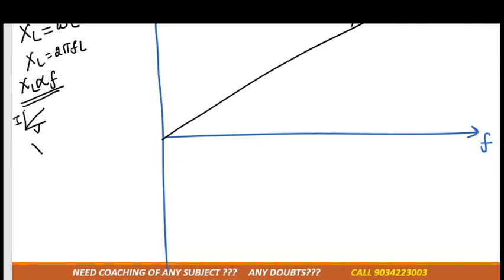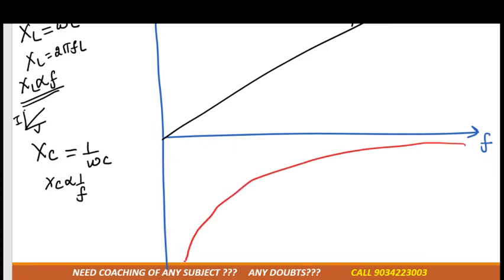Now in this graph only we'll draw XC. XC is 1 by omega C. So we can conclude that XC is inversely proportional to frequency. Correct? So for an inversely proportional relationship, we'll draw the graph on the negative side.